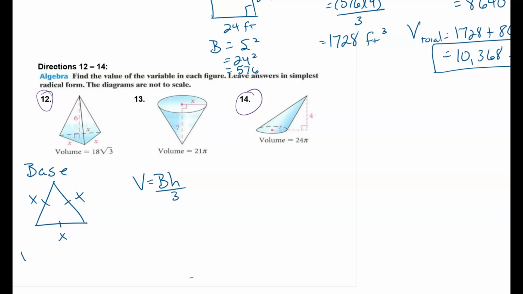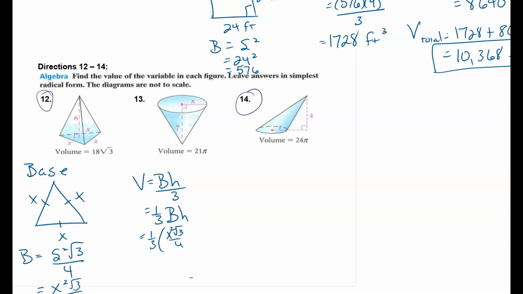Well, I still need to know the area of the base. Isn't the formula for an equilateral triangle side squared root 3 all over 4? So it's going to be x squared root 3 all over 4, right? I'm looking at this and I'm like, ooh, fraction. We're going to change to this formula. So we get 1/3, and we get x squared root 3 all over 4.